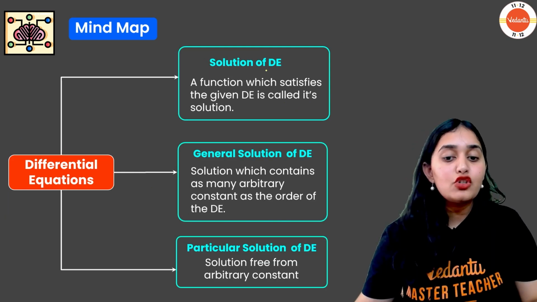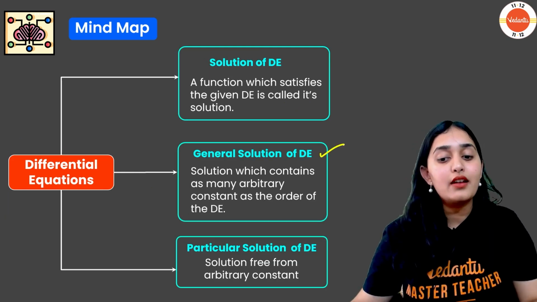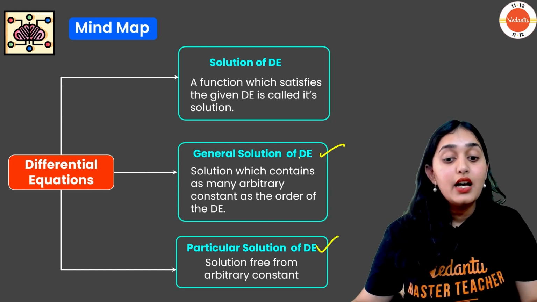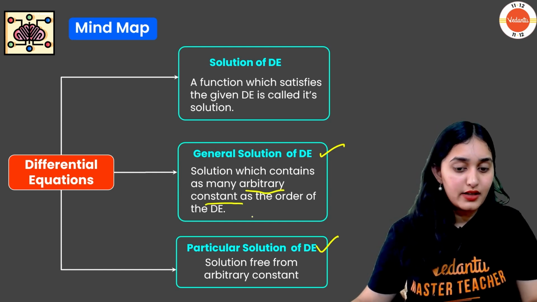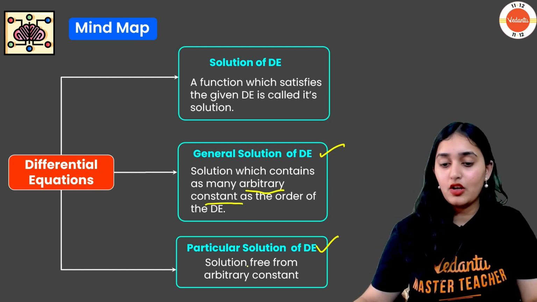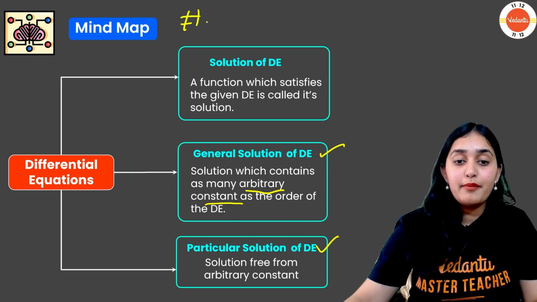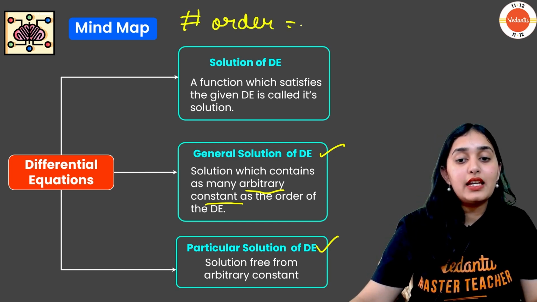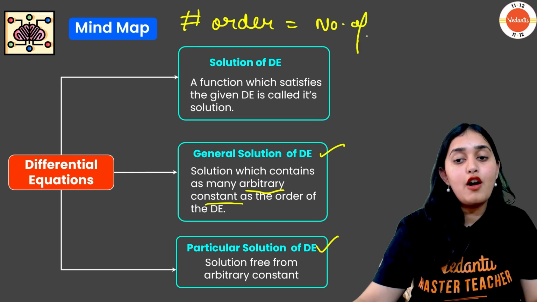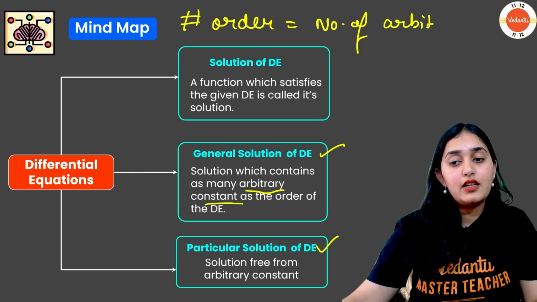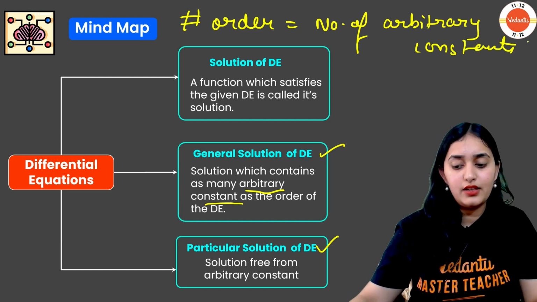Similarly, solution of differential equation can be general solution or particular solution. General solution will have arbitrary constants. Particular solution will not have arbitrary constant. Remember, order of the equation is equal to number of arbitrary constants. Arbitrary constants means constants which do not have any value.